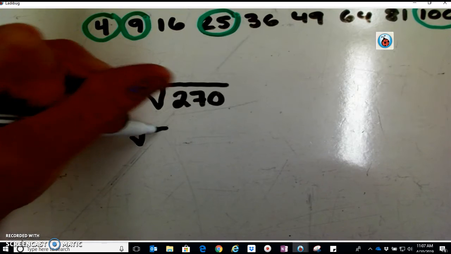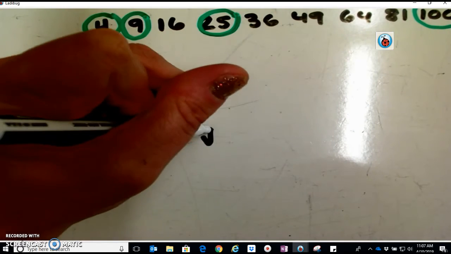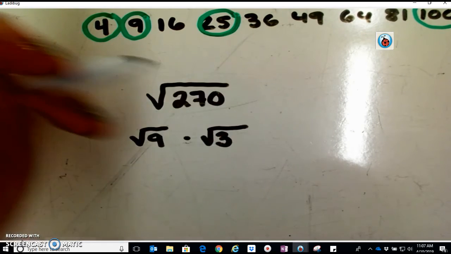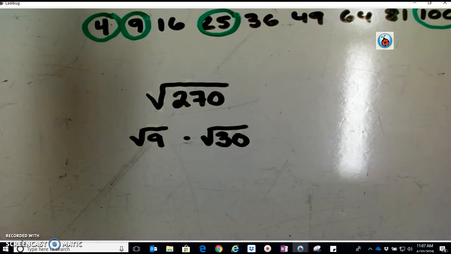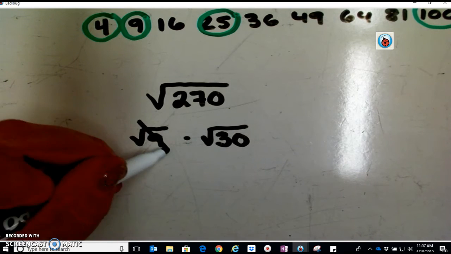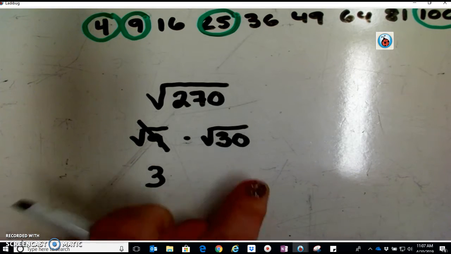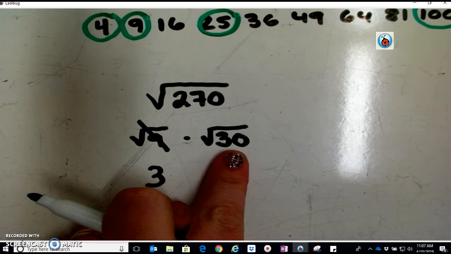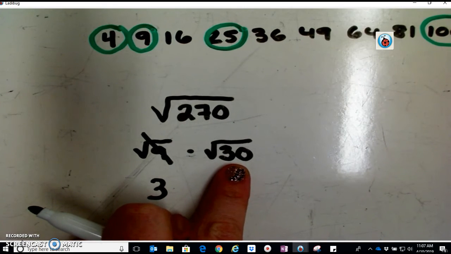So I'm going to break it up. 9, well, 9 times 3 is 27. So 9 times 30 is 270. Okay, I don't need to break this up. I know that the square root of 9 is 3. Now, I need to check. This is not a prime number, and I'm not really sure if any other perfect squares are hiding in there.